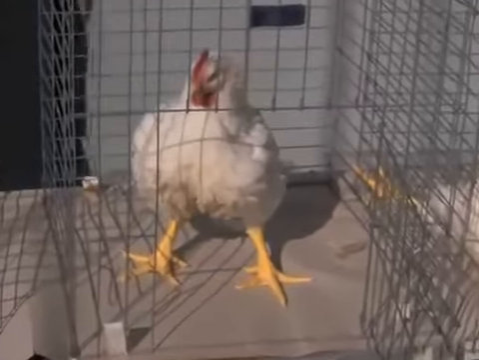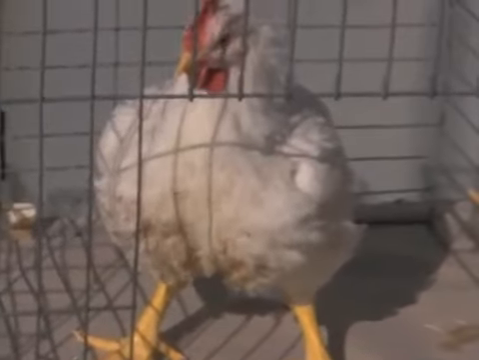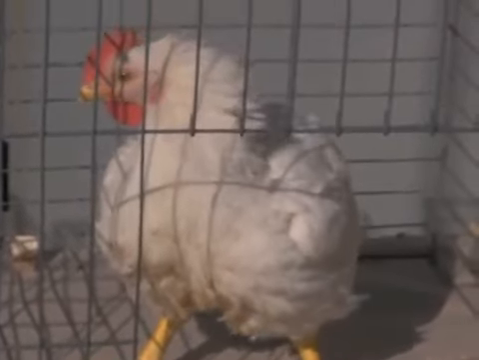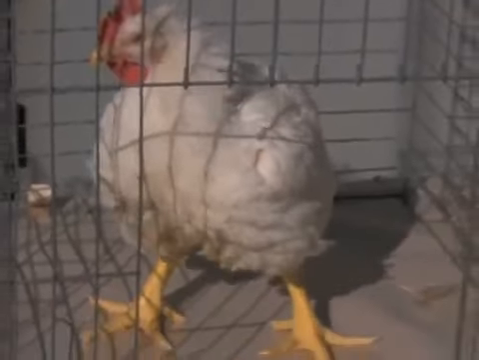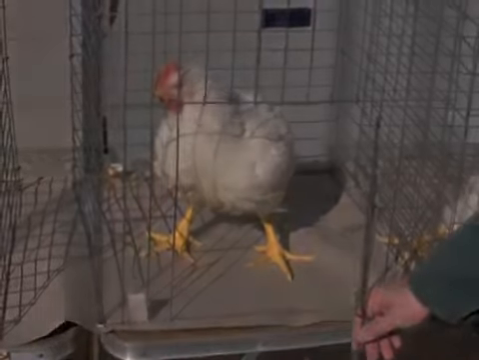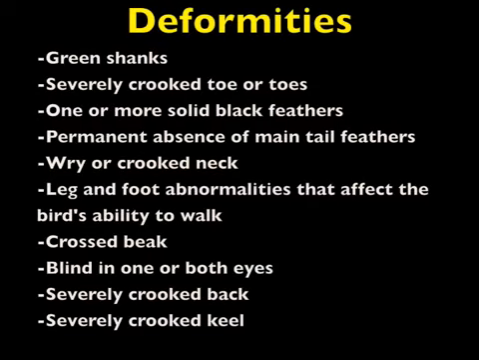Broiler breeder selection will be based on criteria that include deformities, body conformation, and breast meat quantity. Students should look for deformities such as green shanks, severely crooked toe or toes, 1 or more solid black feathers, permanent absence of main tail feathers, wry or crooked neck, leg and foot abnormalities that affect the bird's ability to walk, crossed beak, blind in 1 or both eyes, severely crooked back, or severely crooked keel.